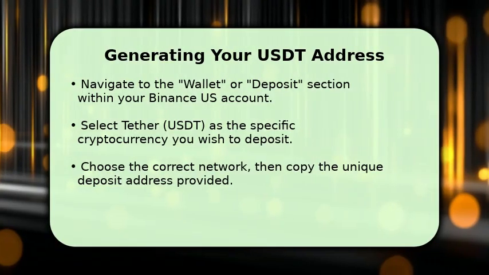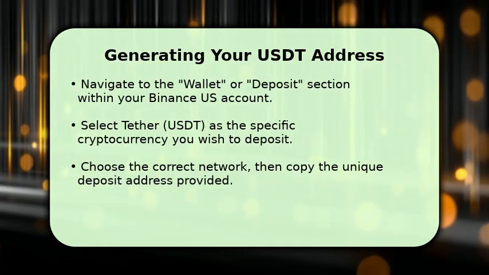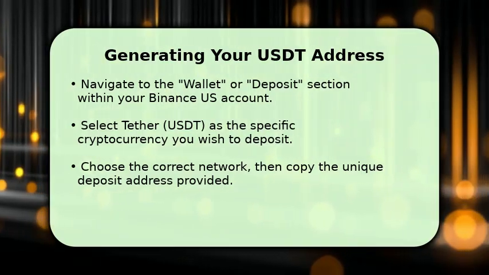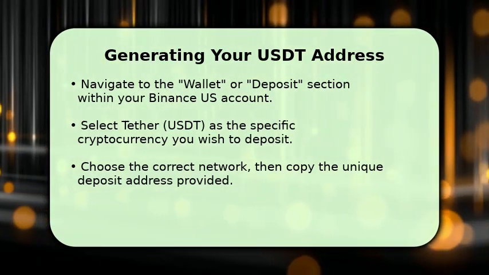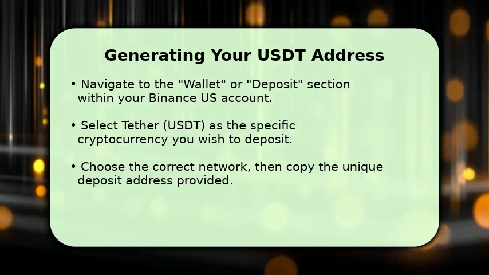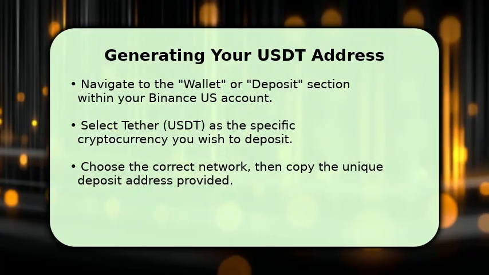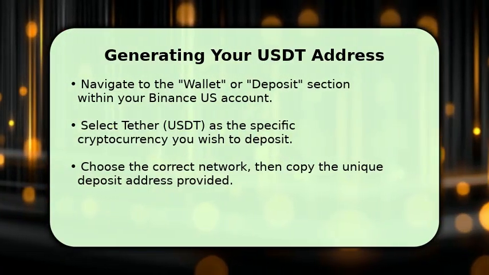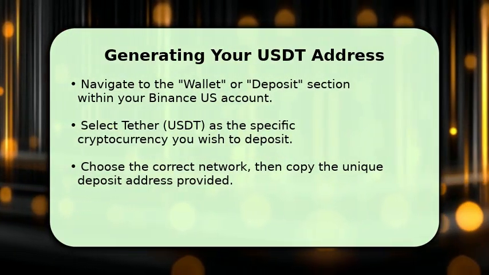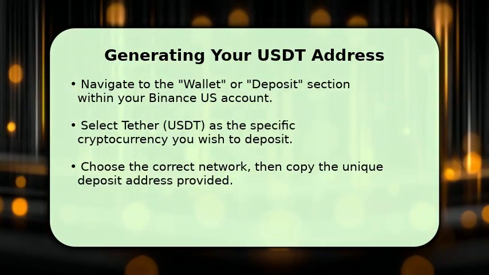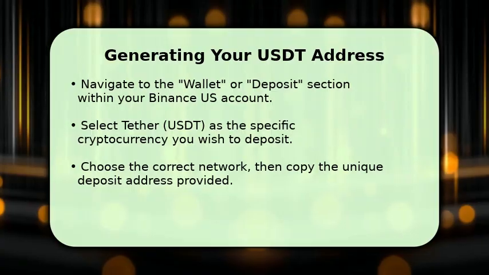Once you've chosen your network, it's time to get your deposit address. Log into your Binance US account and find the Wallet or Deposit section. Select Tether or USD from the list of cryptocurrencies. Then, choose the exact same network you identified earlier. Binance US will then generate a unique deposit address for you to copy. This address is where your funds will be sent.